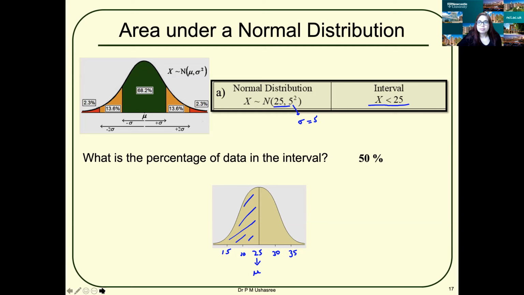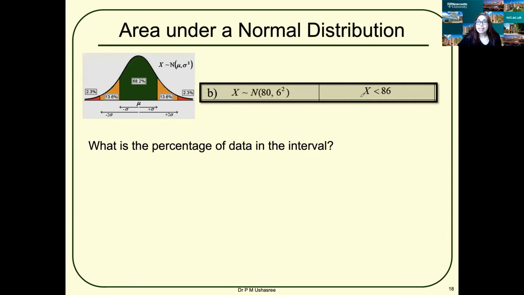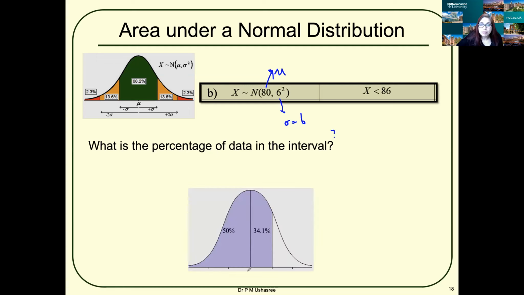Next question. What percentage of data is in the interval X less than 86? Now, this gives you mu, and that gives you sigma equal to 6. So what percentage of data lies below 86? Good. Here you have the mean as 80, and because the standard deviation is 6, 80 plus 6 is 86. It's just asking what percentage of data lies below 86. So that's right, 84.1.